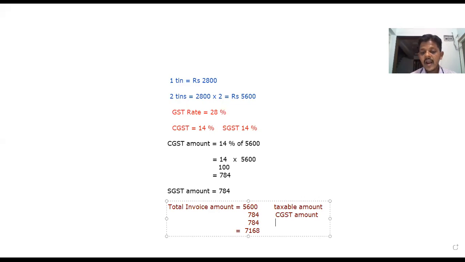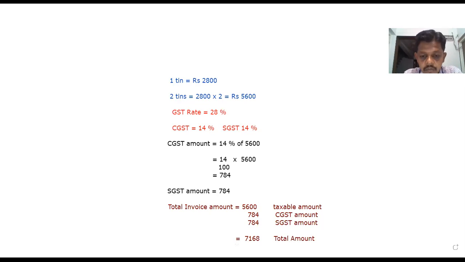CGST amount. And what is 784? Again, SGST amount. Yes or no? Central Goods and Service Tax amount. State Goods and Service Tax amount. And finally, 7168 is the total amount to be paid. You can say total bill amount or total amount, anything. This is the total amount which I will have to pay now for the paint for two cans. Yes or no?